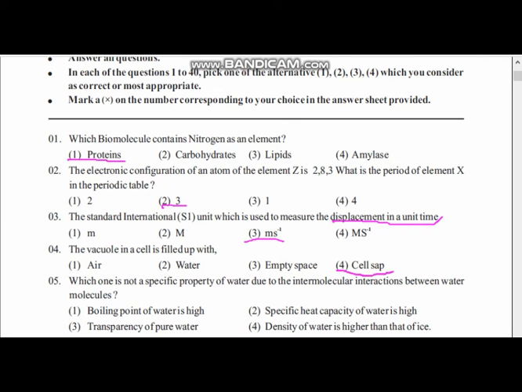Fifth one, which one is not a specific property of water due to intermolecular attraction between water molecules? So the attraction between water molecules, which is H2O, we call them as intermolecular bonds. So due to these bonds, water has got specific properties. Boiling point of water is high. Yes, it is a property. Specific heat capacity of water is high. Yes. Transparency of pure water. No. Fourth one, density of water is higher than that of ice. So 1, 2 and 4 are properties of water due to its intermolecular bond. So not a specific property is the third one.